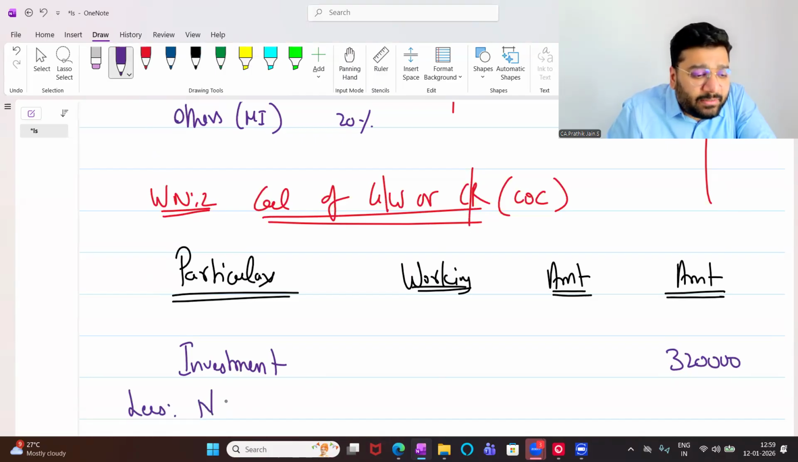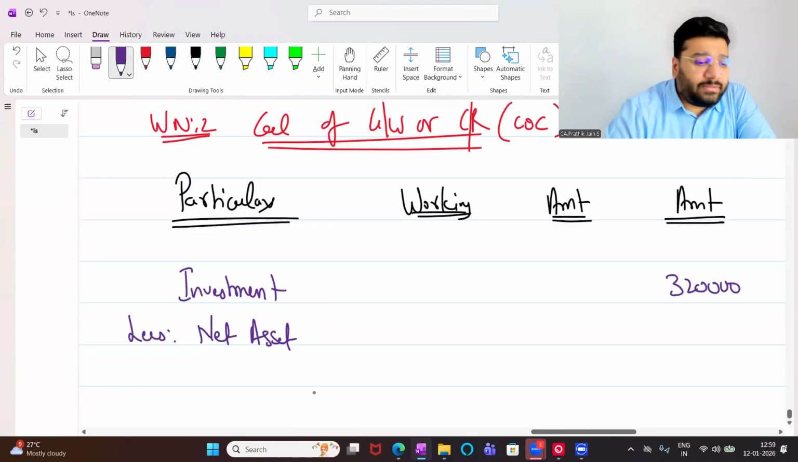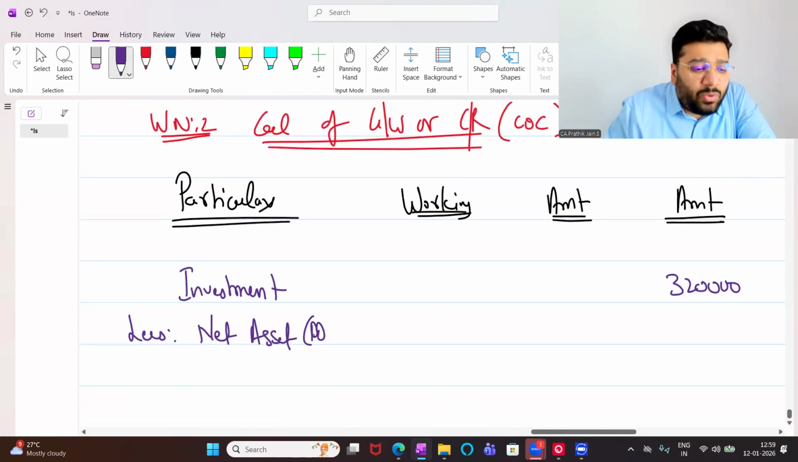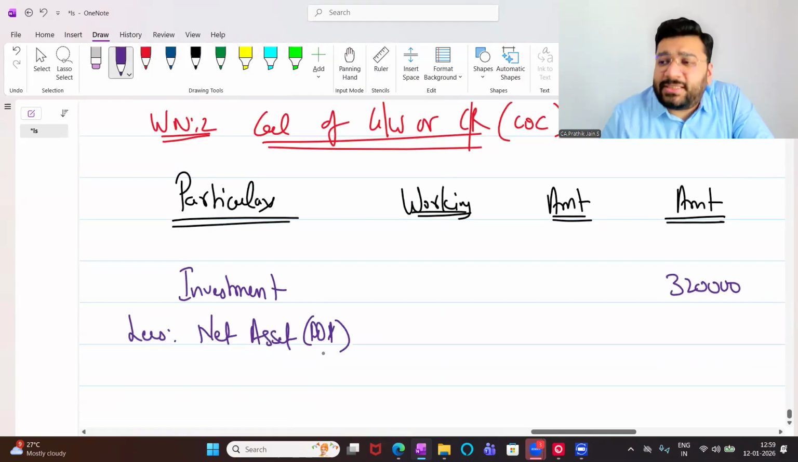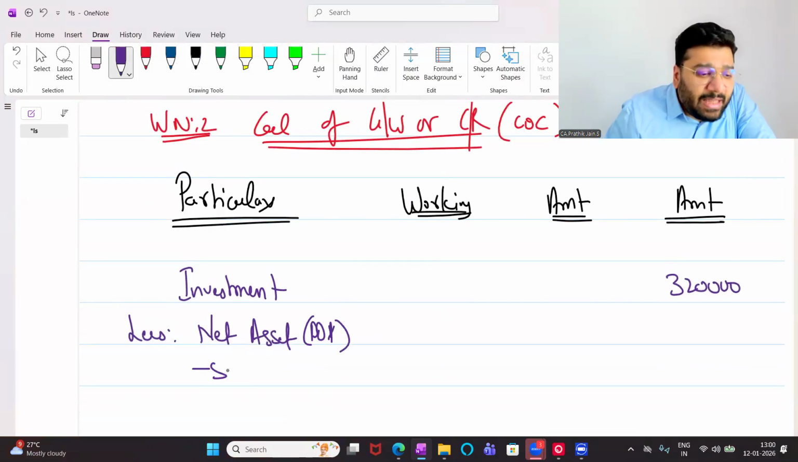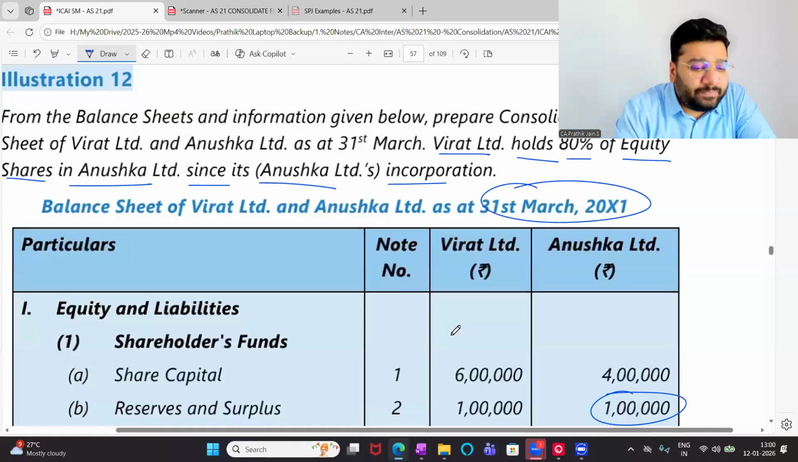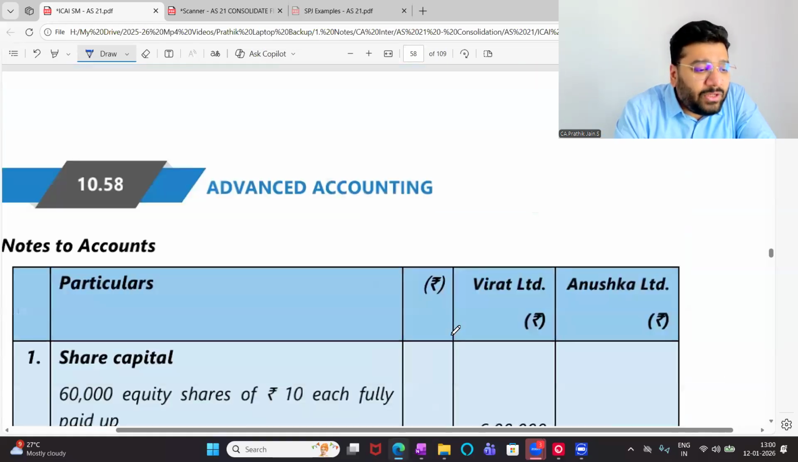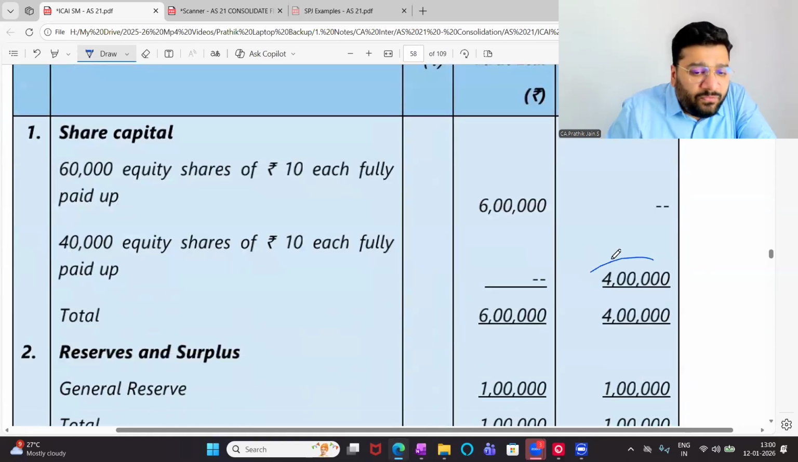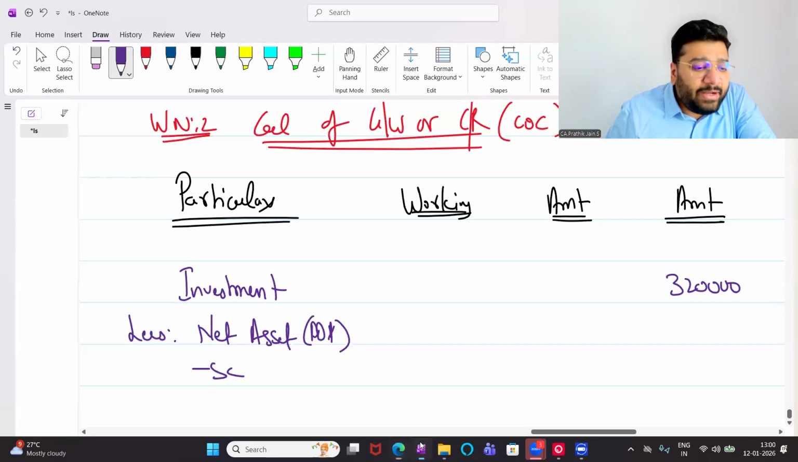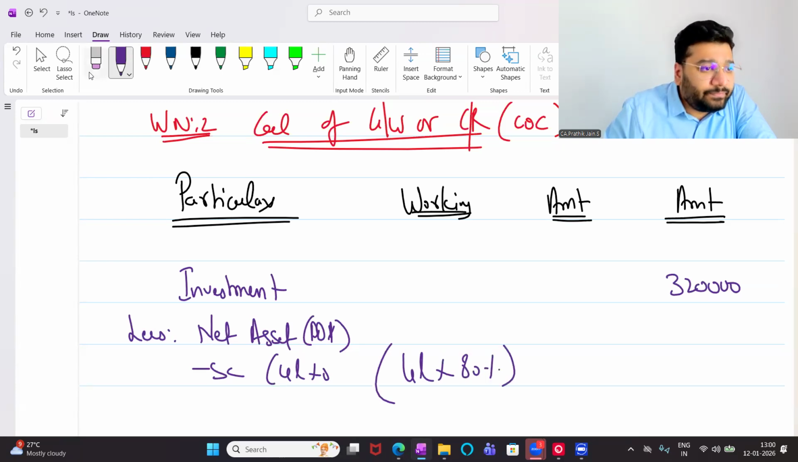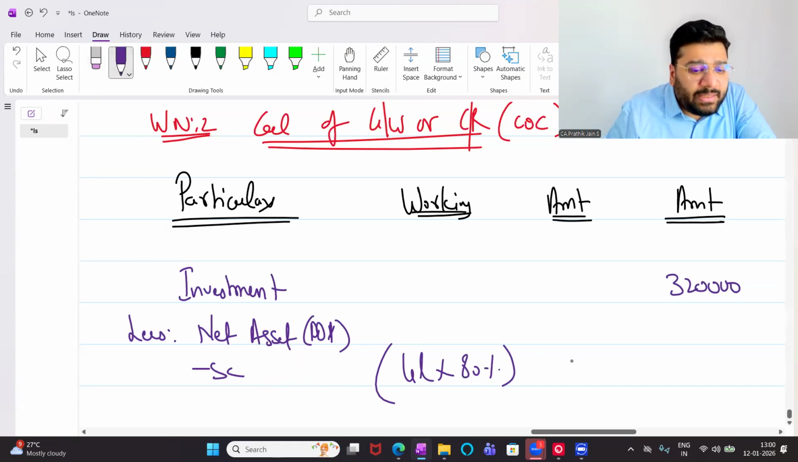Less net asset on date of acquisition. What is the date of acquisition? Date of incorporation is the date of acquisition. Share capital on date of incorporation is how much? 4 lakh. 4 lakh into 80%. 3,20,000 in the inner column.